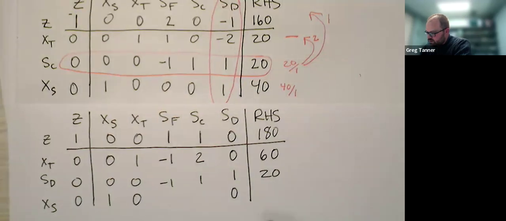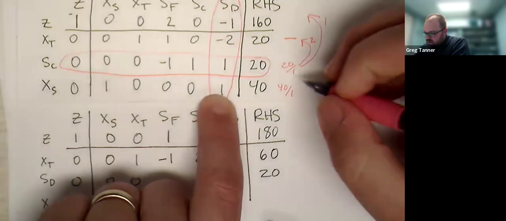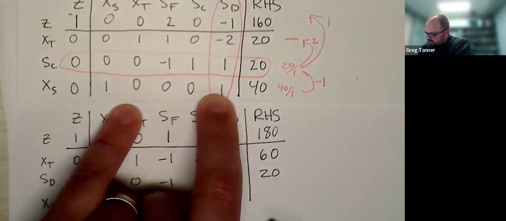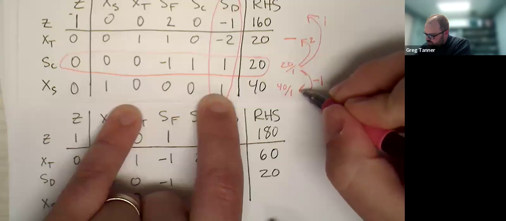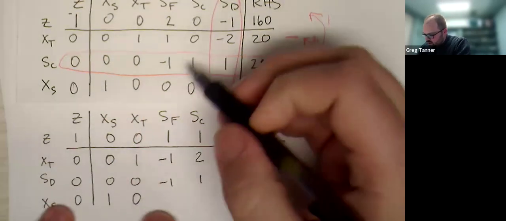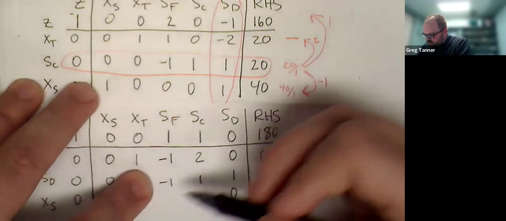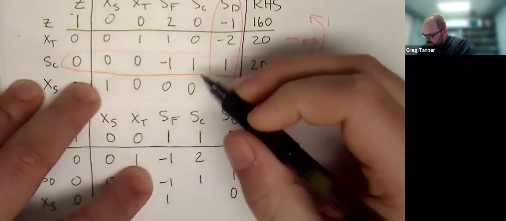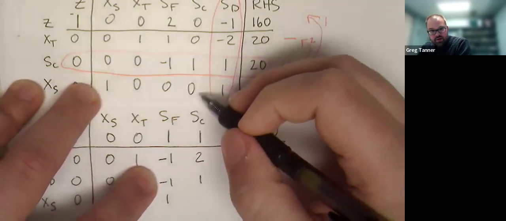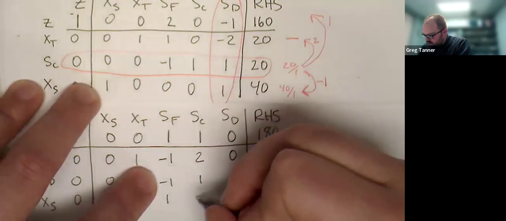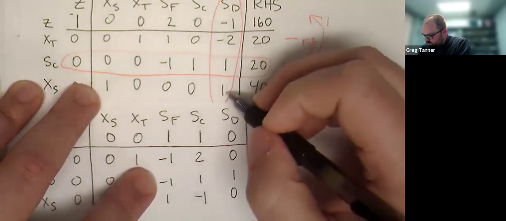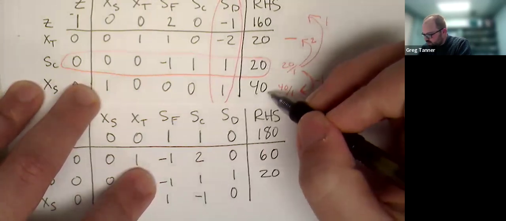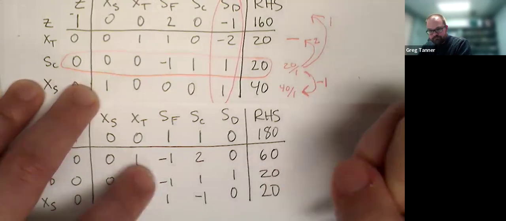Now, if we think about what we need to do to cancel out this one here, we're going to take this row times -1 and add it down to here. Okay, and so -1 times -1 plus 0 is going to be +1. -1 times 1 plus 0 is going to be -1. -1 times 1 plus 1 is going to give us our 0 that we want. And -1 times 20 plus 40 is going to give us 20.